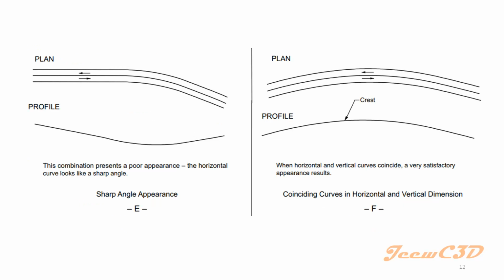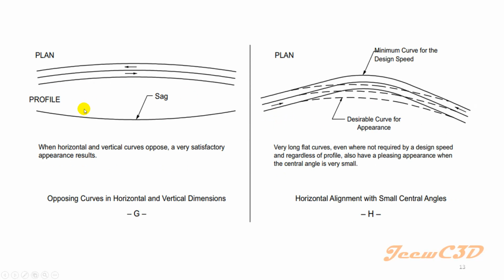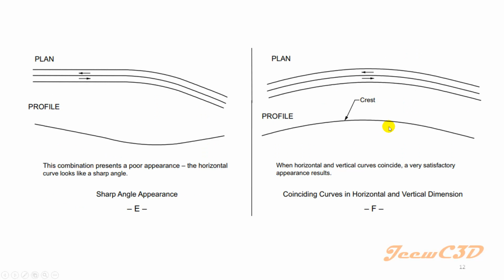Then we have another scenario where you have a shorter, smaller sag curve with a sharp horizontal curve. This arrangement makes the horizontal curve sharper. Instead, you can have a long crest curve. Also you can have a long sag curve as well. Both of these are okay, without this one. It has a sharper curve and a very short sag curve. The length of the curve is very low.